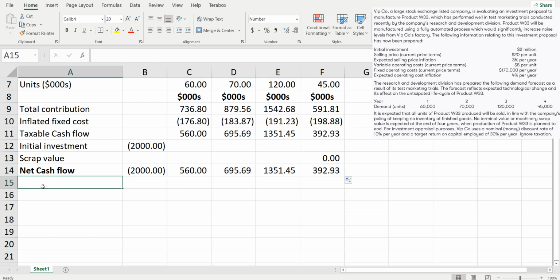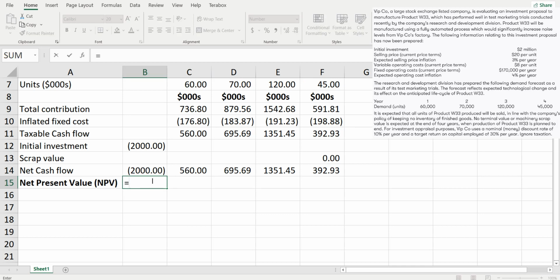Okay, now we can do NPV, net present value. Actually I don't want to bold this one. Okay, so let's do net present value, and there's various ways of doing net present value. First you can do the discounting of this net cash flow, but to save time we can just use the formula. You can use the same formula in exam spreadsheet.